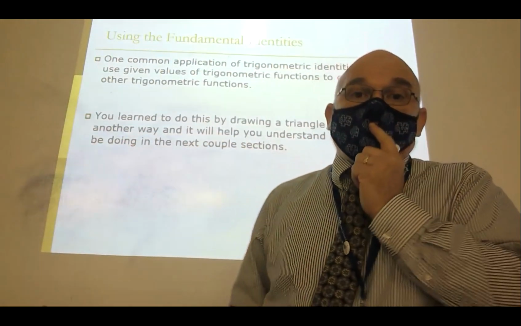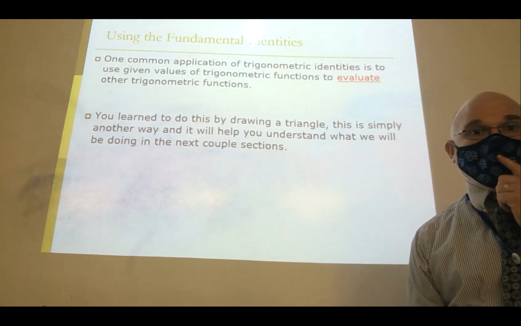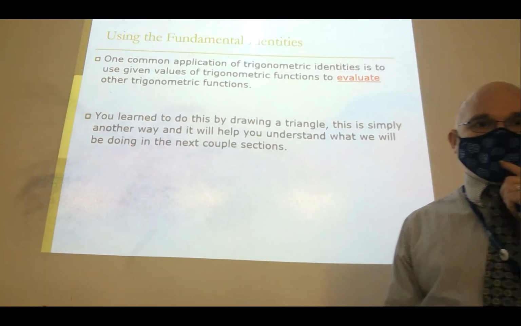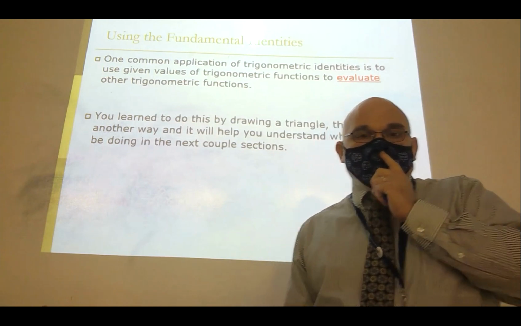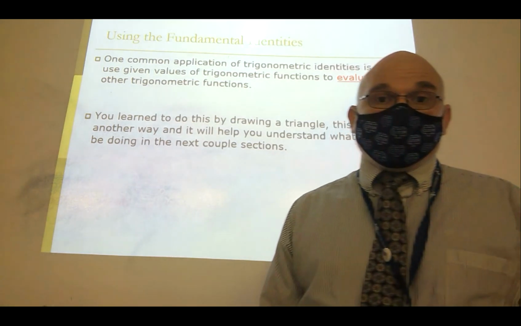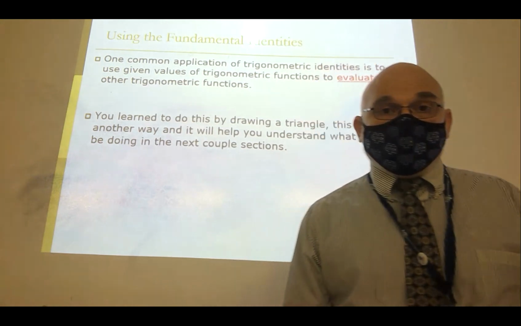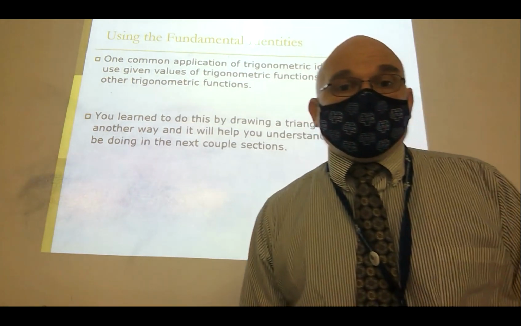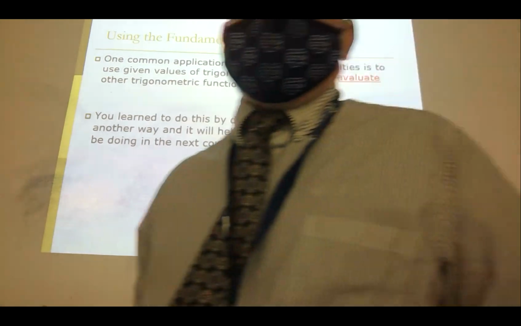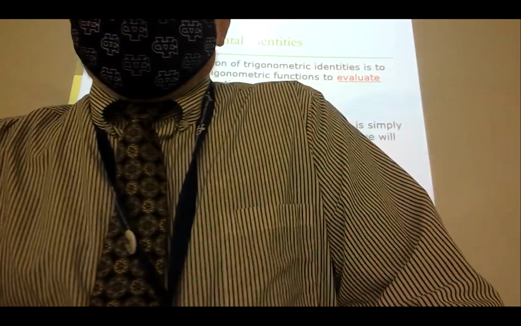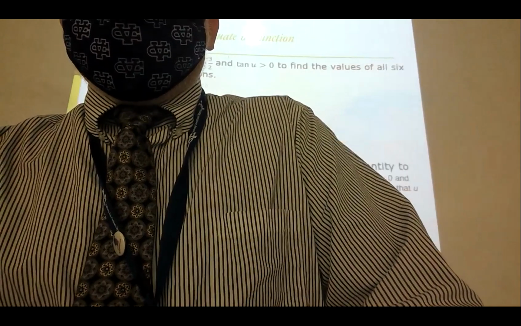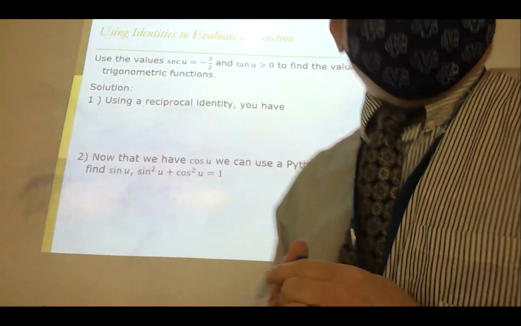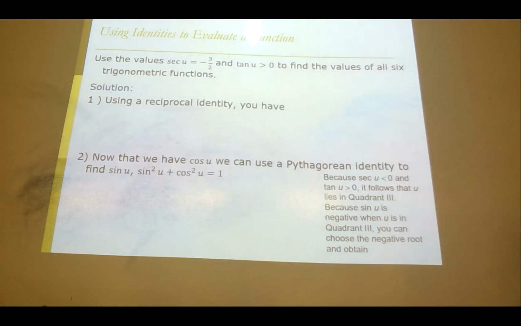One common application of trigonometric identities is to evaluate other trigonometric functions and try to simplify them. We learned this earlier by drawing triangles, and this is simply another way of doing that, and hopefully it helps us understand what we're going to be doing in the next couple of sections. So let's take a look at an example here. Use the value secant equals -3/2, and tangent is greater than 0, to find all 6 trigonometric functions.